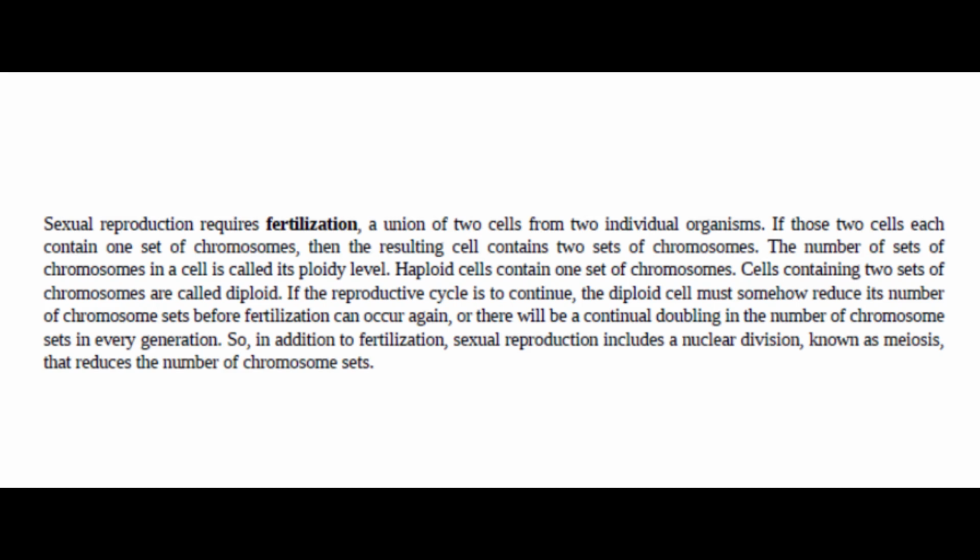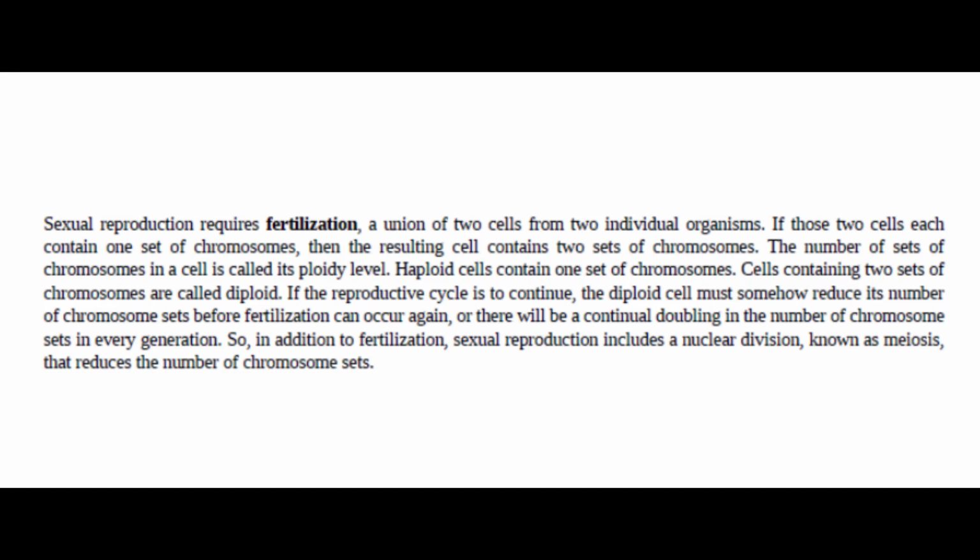Sexual reproduction requires fertilization, a union of two cells from two individual organisms. If those two cells each contain one set of chromosomes, then the resulting cell contains two sets of chromosomes. The number of sets of chromosomes in a cell is called its ploidy level. Haploid cells contain one set of chromosomes. Cells containing two sets of chromosomes are called diploid.